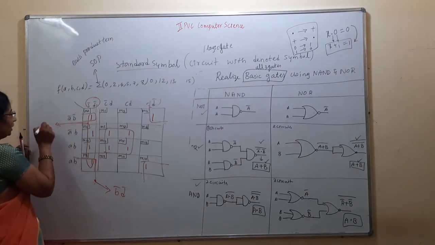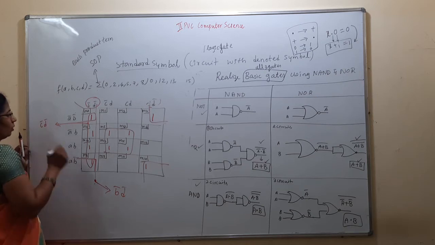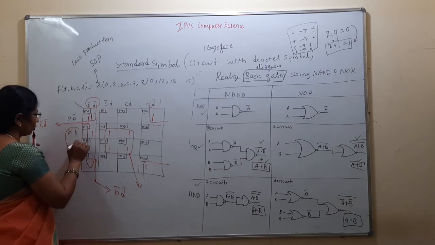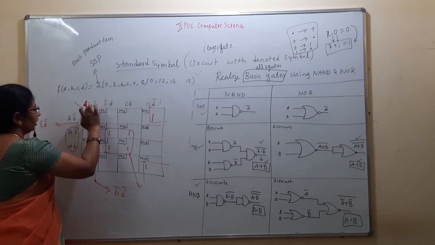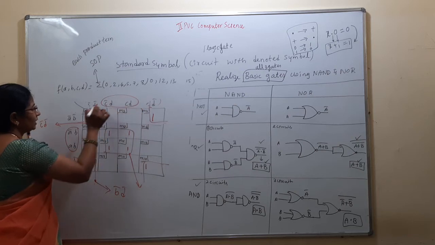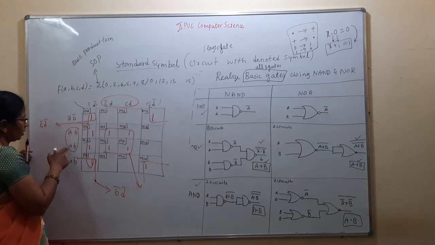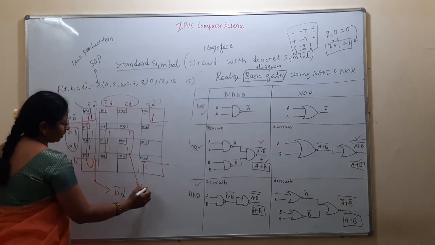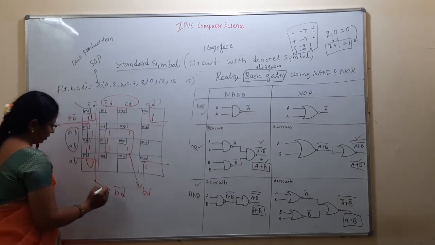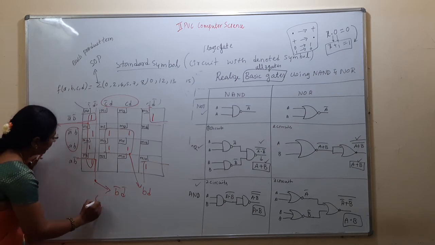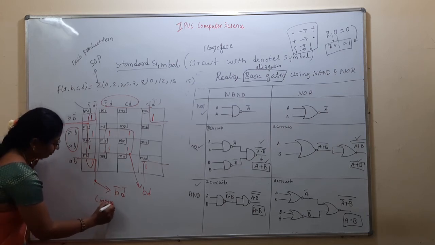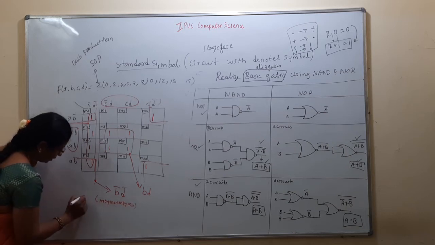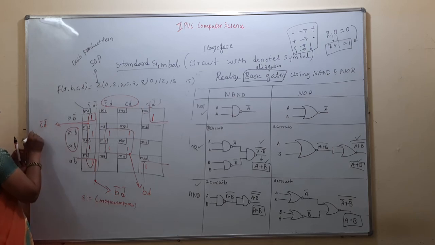This group, what we did, that is C complement D complement. Among this one, what will you get? Among these two, and among these two, please check the common variables we have. A complement gets cancelled, we got B, and here C complement gets cancelled, we got D. So what is the term here? M0 plus M2 plus M8 plus M10. That is quad 1. So this is quad 2.